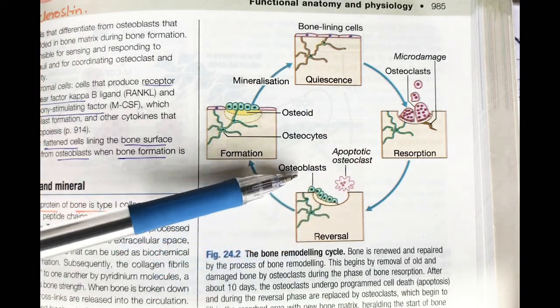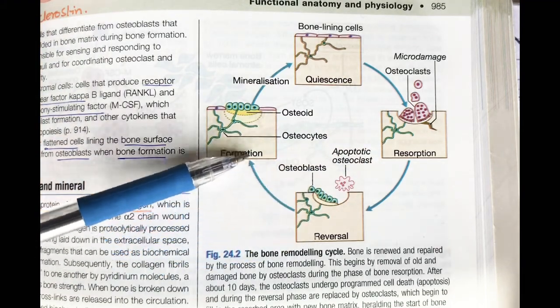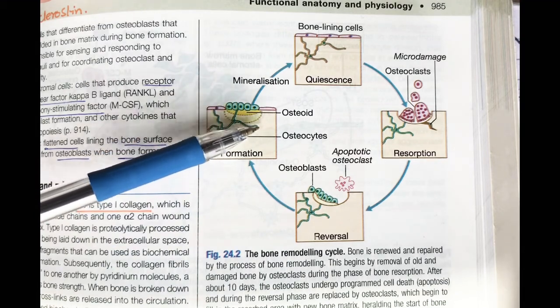What happens in reversal phase? Osteoblasts are attracted towards it. Bone formation takes place, and at the end, the bone has formed, and the osteoid like this is being formed here.